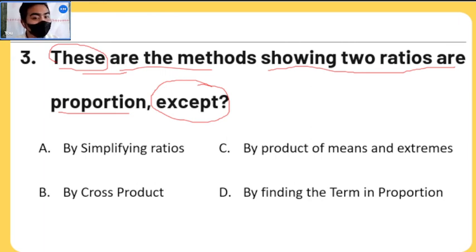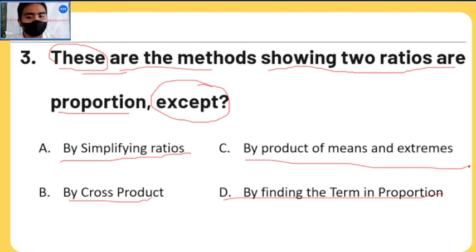Except. The answer is not A, B, or C. The answer is D. Why? What are the methods that we have in order for us to know whether it is proportion or not? The methods are by simplifying the ratios, cross product, and by product of means and extremes. The question is, except. What is the exceptional answer in here? Kindly look out for that.